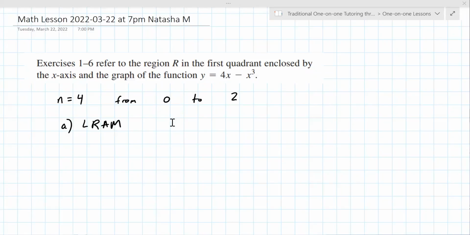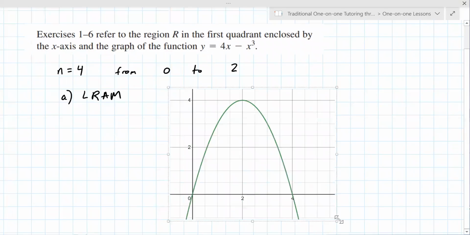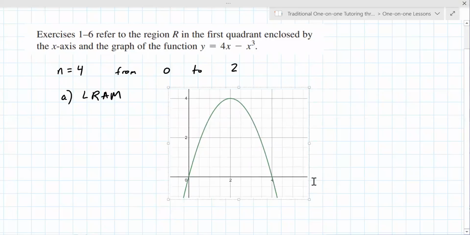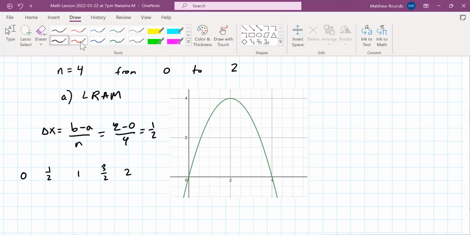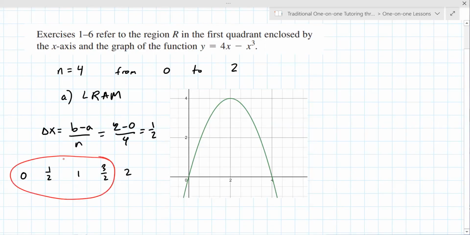All right. So the left sum, or LRAM, means that you use 4 left points, but my approach is a little bit different than maybe what you've seen in class. The first thing I would have you do is find your delta x. Your delta x is b minus a over n, 2 minus 0 over 4, which is 1/2. And I would have you start at the left bound and write out, going up by delta x. You can see there are 5 points. For an LRAM, you're going to use the 4 on the left. I'm sorry.